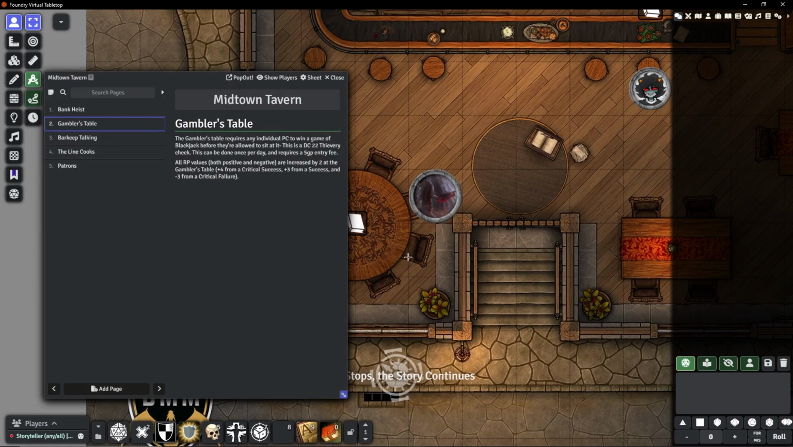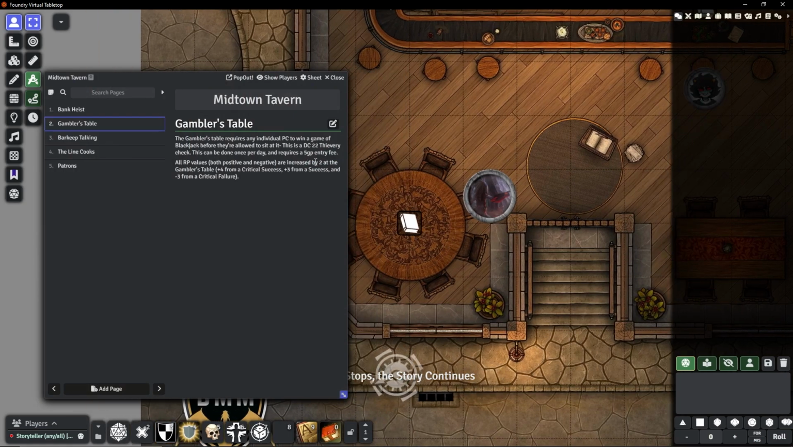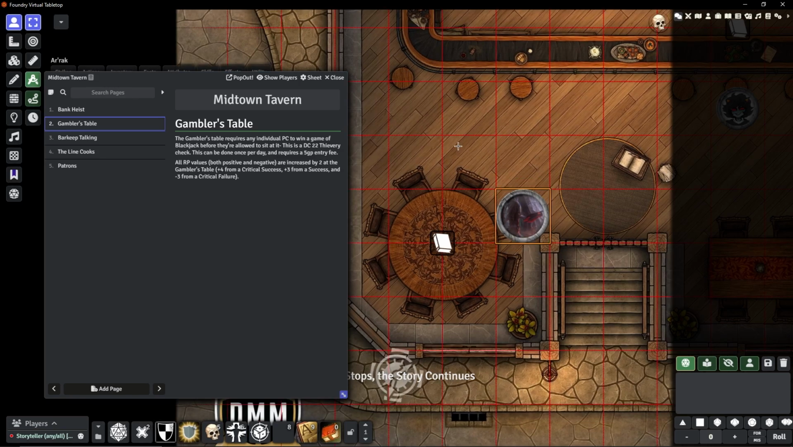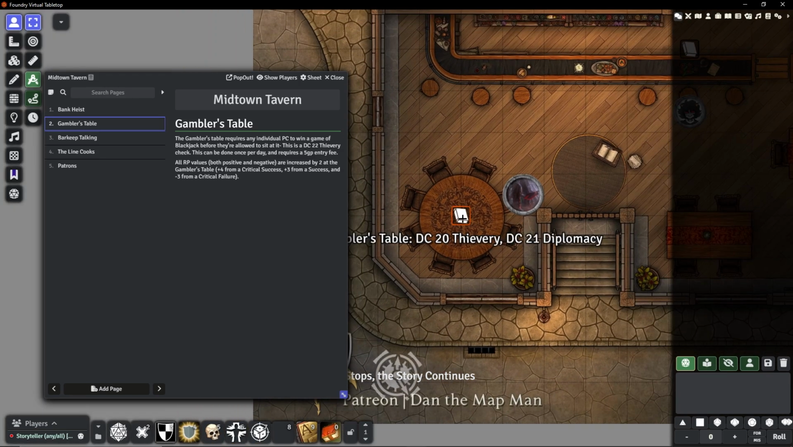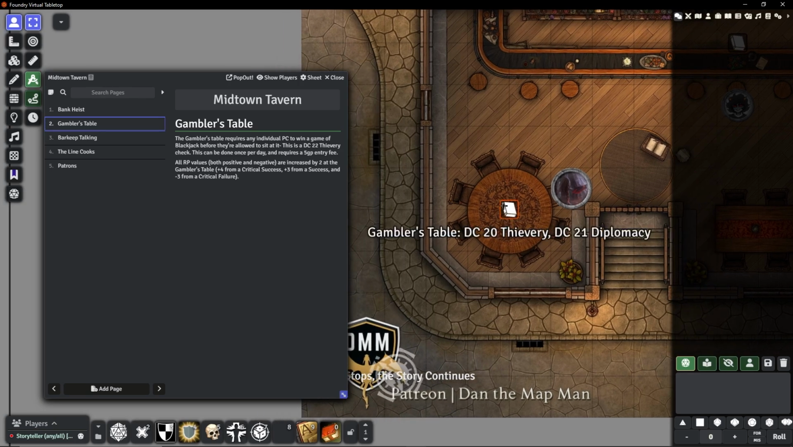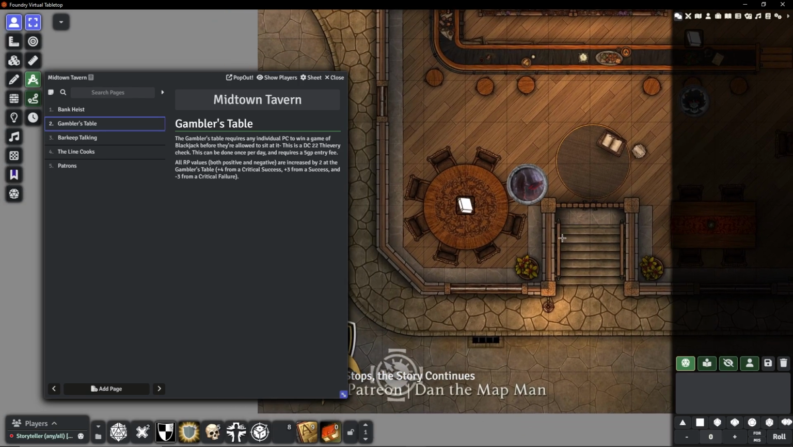Meanwhile, Arak, forking up the gold piece entry fee, is going to win at blackjack this time, and then be able to succeed at gaining information from gambling. All of the research point values, both positive and negative, from the gambler's table are increased by 2. So you get 4 from a critical success, 3 from a success, and lose 3 on a critical failure.